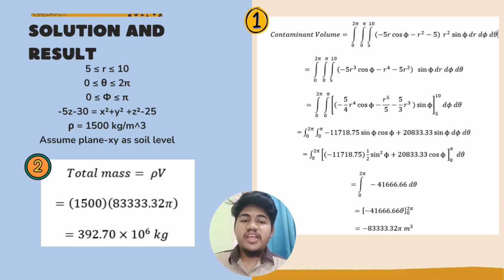Next, we multiply the contaminant volume with the soil density to obtain the mass of contaminants. We then obtain 392.70 times 10 to the power of 9 kilograms as the result of the leakage from the storage tank, needed to be neutralized by environmental engineers.